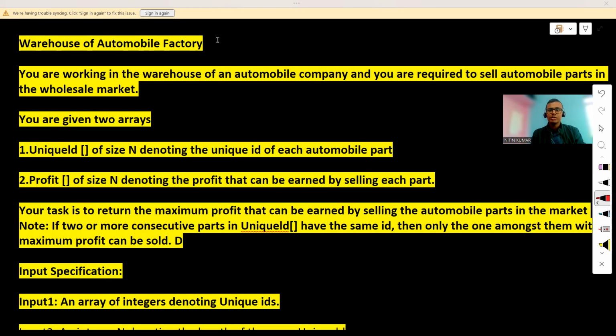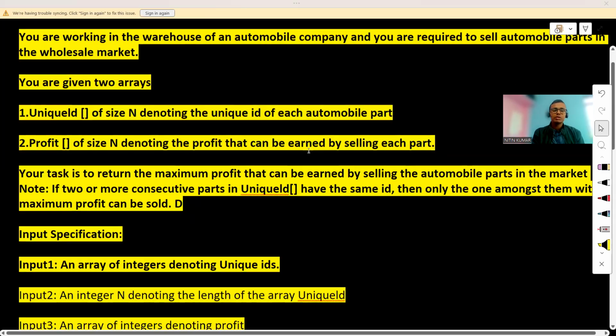The first array is the unique ID array, which is of size n, denoting the unique ID of each automobile part. Now the second array is the profit array, and that too of size n, denoting the profit that can be earned by selling each part. Whatever the amount is written in the profit array at that index, that is the amount you can get by selling the part with that unique ID index.